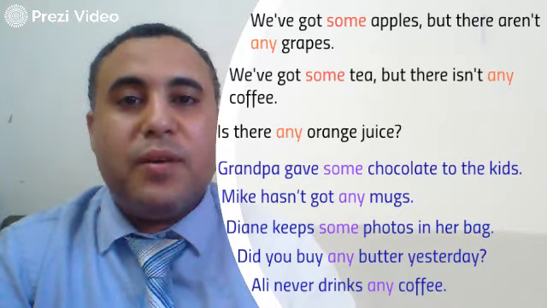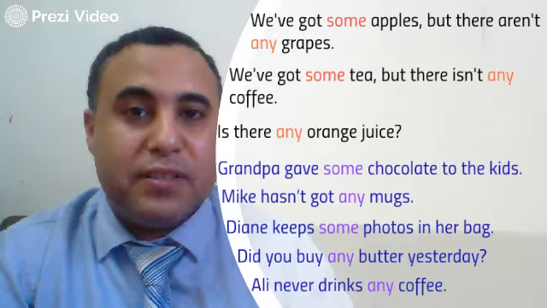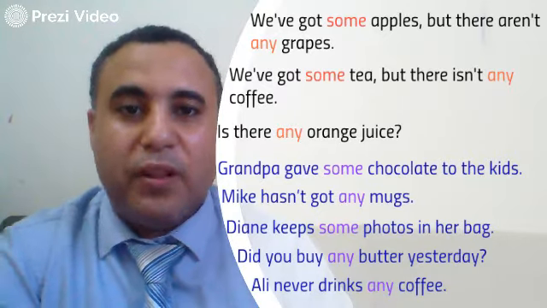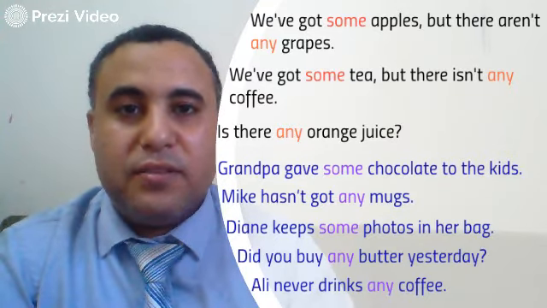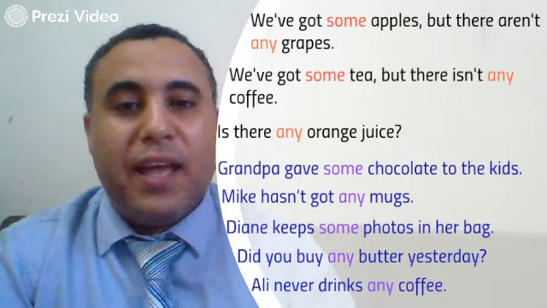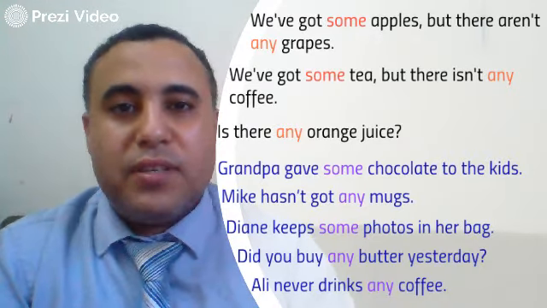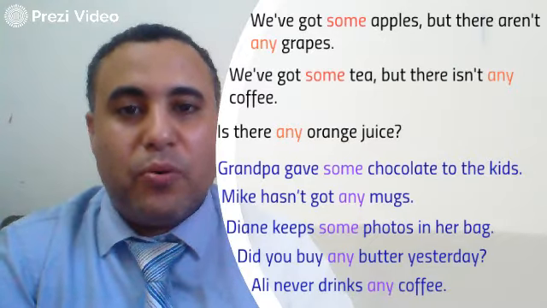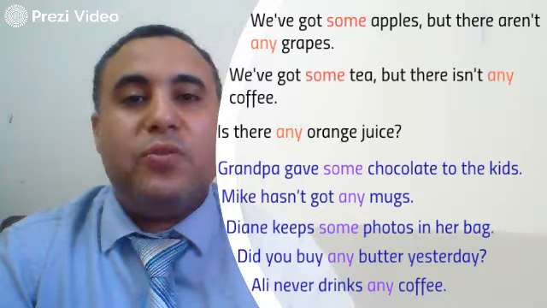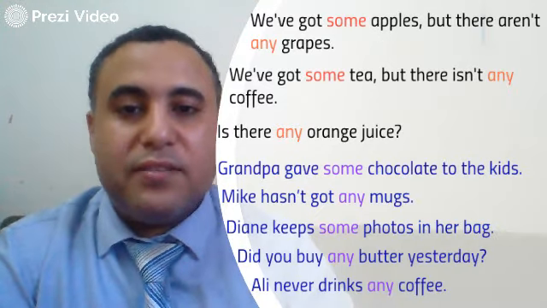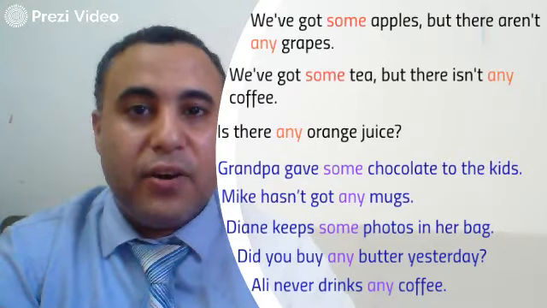We use them with countable plural words like some apples, not some apple, and some tea, uncountable words. We used any with both also, countable and uncountable. We used it with countable plurals, any grapes, and with uncountable singular words such as coffee. There isn't any coffee.